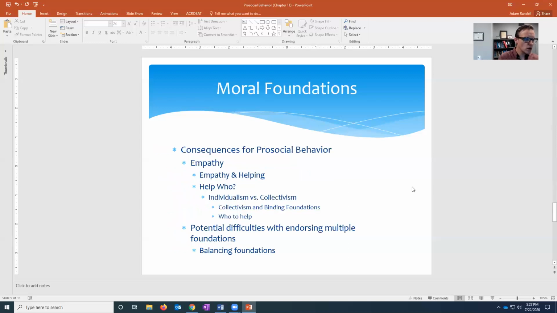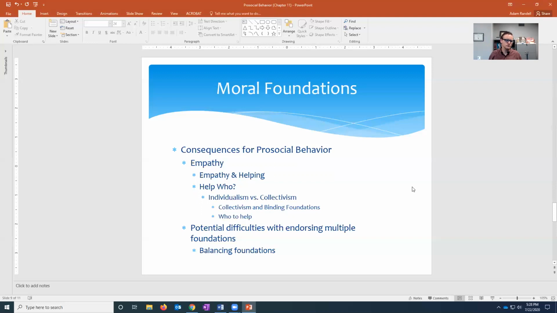Well, what consequences do these foundations have for helping and pro-social behavior? What we know is that the more foundations a person endorses, the better able they are to empathize. If you remember, one aspect of empathy is the ability to take the perspective of another person. If I use a foundation that you use, I can understand how you're thinking about that. If I don't use a foundation that you use, I can't understand how you're making judgments based on that.